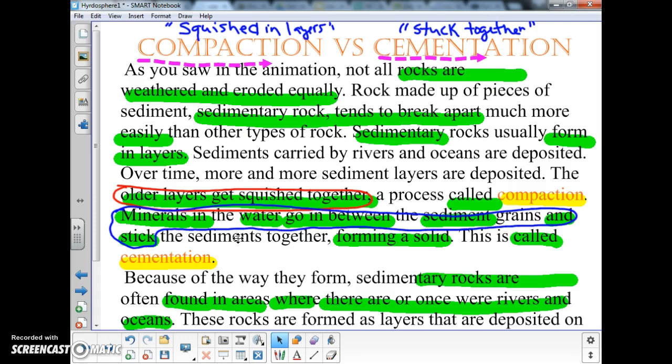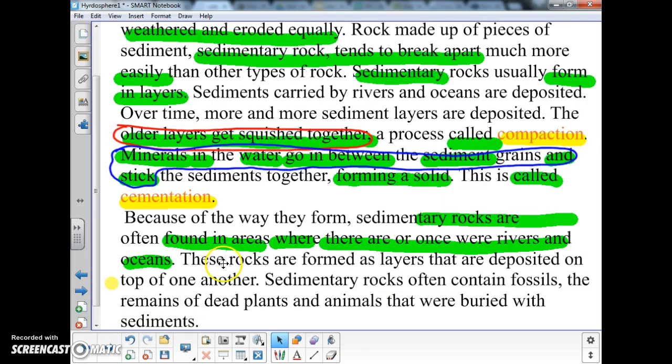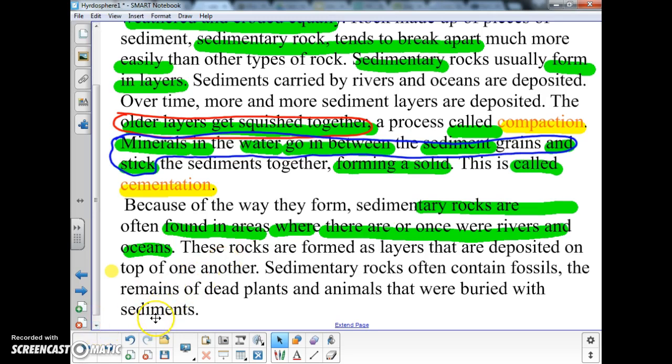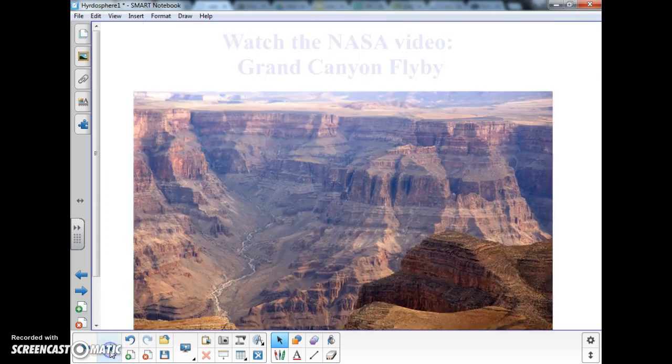So what does the process of cementation do? It's right here in your notes. Over time, those layers have been deposited and they get squished together and compacted. Well, cementation is when the minerals in the water go between those sediments and they stick them together and form that sedimentary rock. So that's kind of what happens with cementation.